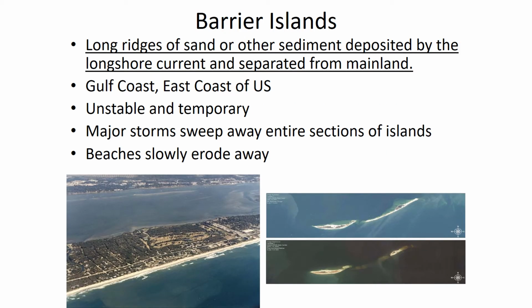All right, barrier islands. This is particularly relevant to North Carolina. Barrier islands are long ridges of sand or other sediments that are deposited by longshore currents, and they're separated from the mainland. Examples are the Gulf Coast or the East Coast of the United States. Barrier islands are generally unstable and temporary, and major storms can sweep entire sections of the islands away, and the beaches slowly erode away over time.